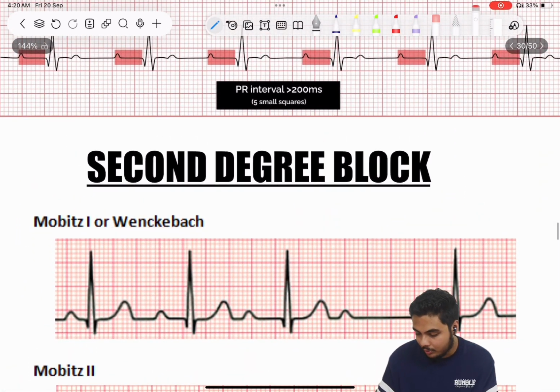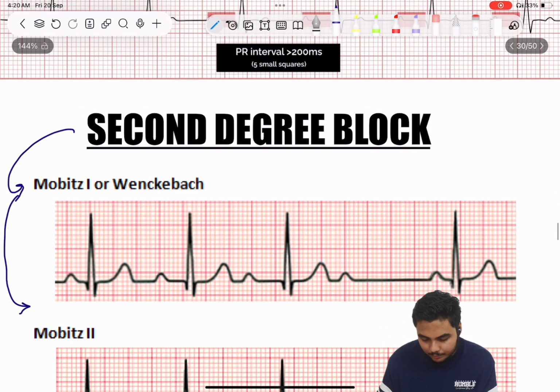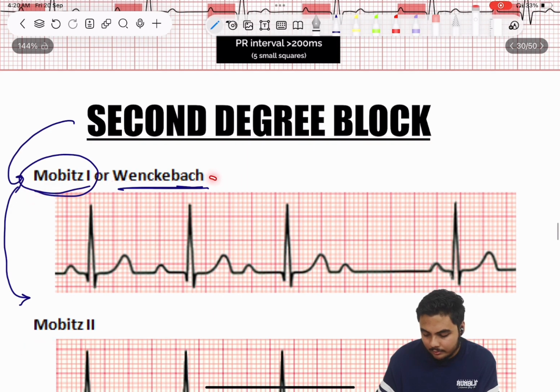Next is the second degree heart block. Second degree heart block is divided into Mobitz type 1 and Mobitz type 2. Mobitz type 1 is also called the Wenckebach. So second degree heart block has two types, Mobitz type 1 and Mobitz type 2. Mobitz type 1 is also called the Wenckebach.